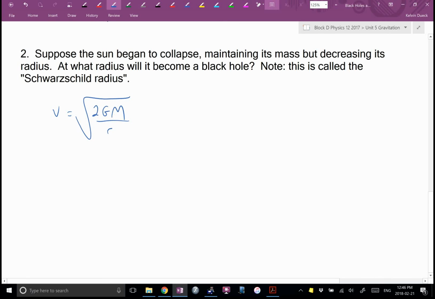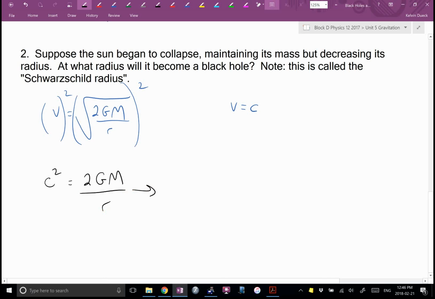So I'm going to start out with our escape velocity little equation again. But again, we're going to let v equal c, the speed of light, because that's when all the good stuff happens. We're going to square both sides. This time Mr. Dewick isn't going to forget the squared. We're going to get c squared equals 2 big G, big M over R. We're going to get the R by itself, and I think we get exactly the same equation as we just wrote. We get R equals 2 big G, big M over C squared.